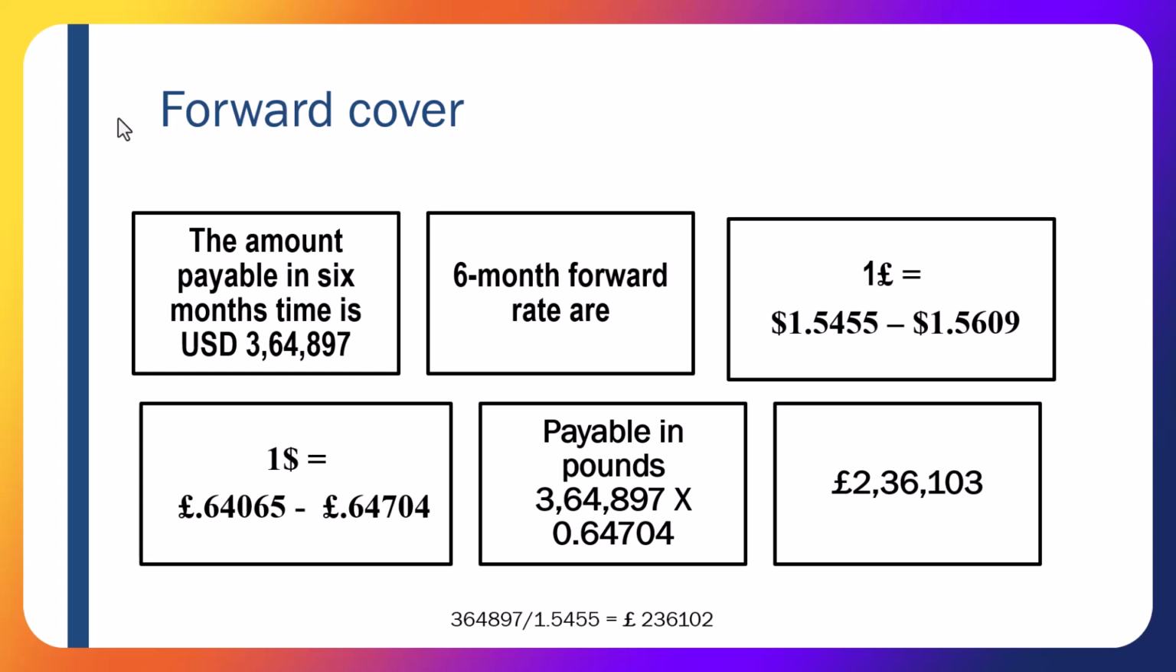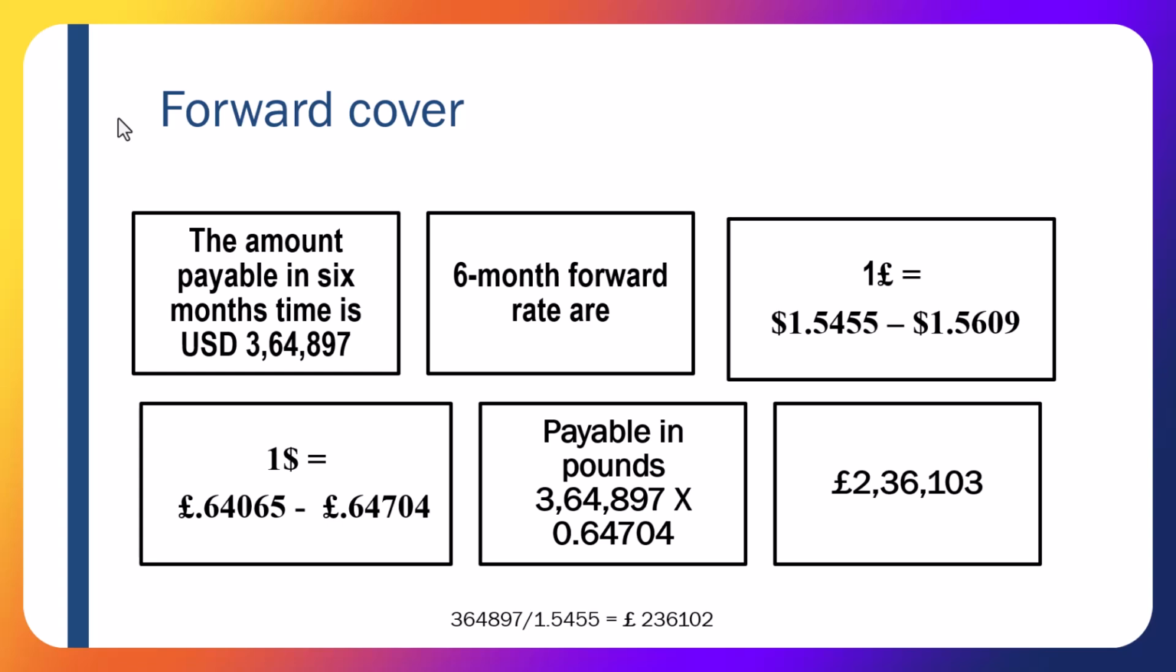So he is going to buy pounds, okay. So that means the amount is payable in pounds. So this will be 3,64,897 into 0.64704. The formula is given here. So it comes to 2,36,103 pounds.